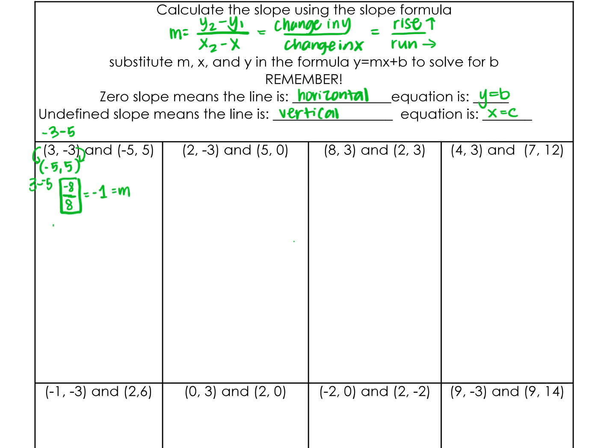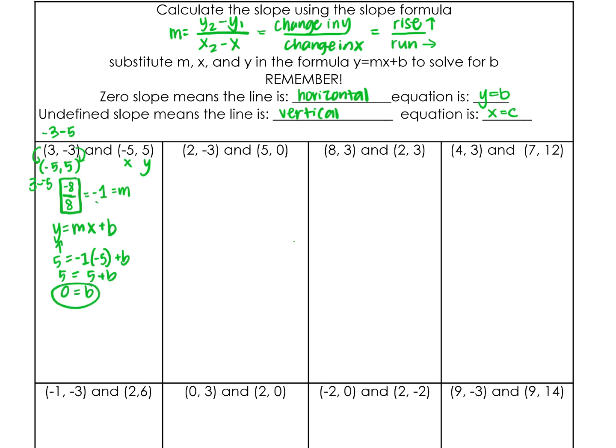Now that I have my slope, I can plug these values into y equals mx plus b. I'm going to use my other point this time. So I'm going to use 5 as my y. My slope is -1. My x is -5. And we're going to solve for the b. When I multiply -5 times -1, I get +5. So I have 5 equals 5 plus b. When I subtract my 5 from both sides, I end up with b equals 0.